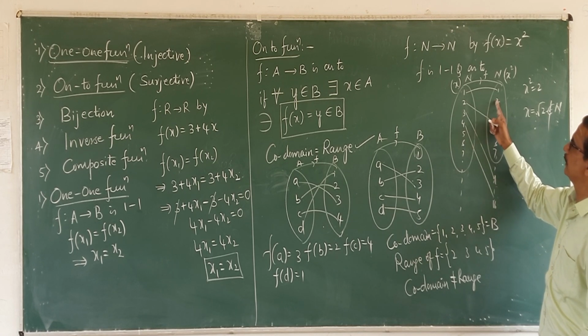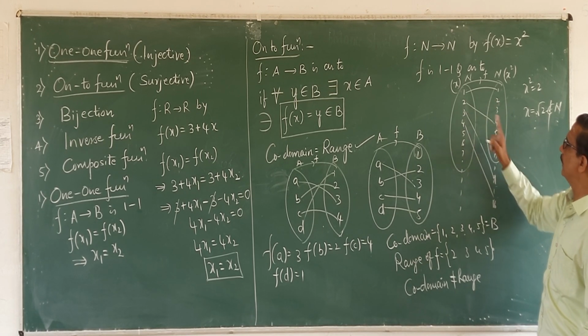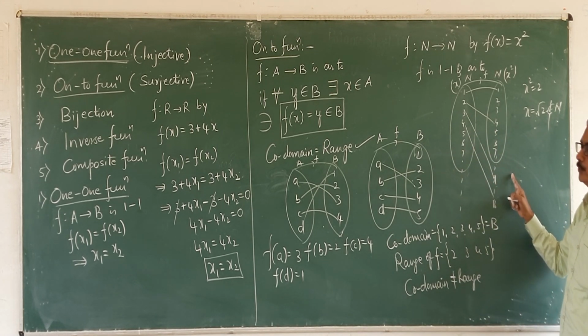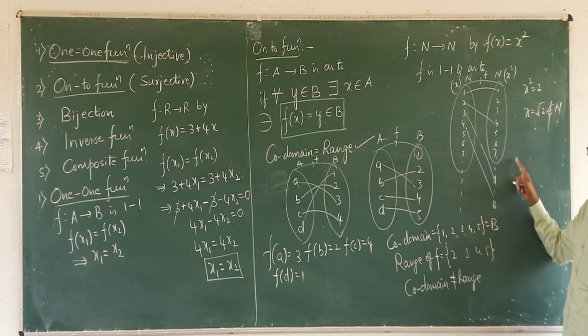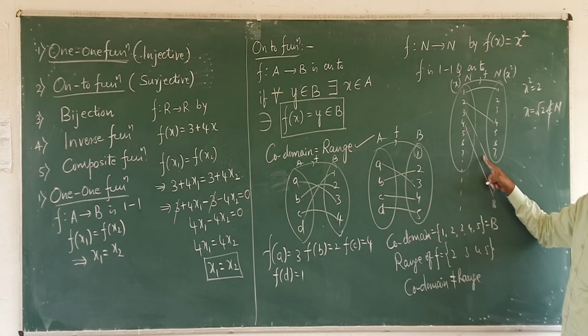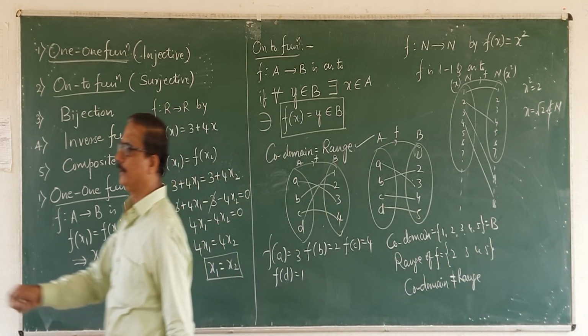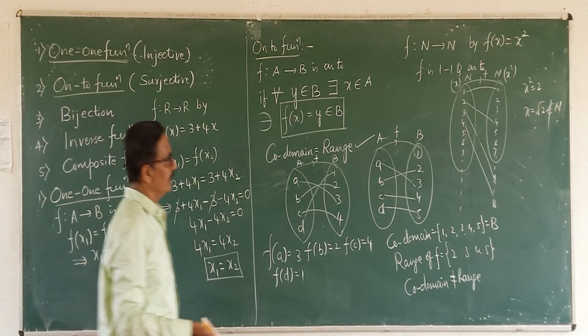So it has no image. So 3 has no image, 5 has no image, 6 has no image. So codomain is not equal to range, therefore it is not onto, but it is a 1-1 function. Okay? Another example. If we take another example, f is a function from, say, the same question.